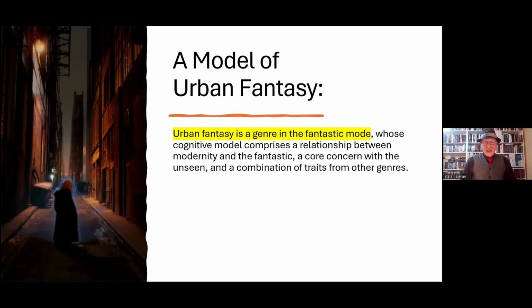Fantastic mode. The fantastic, by that I simply mean all those types of fiction that deal with something impossible. The fantastic mode would include all the various genres such as science fiction, supernatural horror, ghost stories, fairy stories, fantasy, urban fantasy, anything where there is something that goes beyond what we normally agree is possible in the world that we're familiar with, the actual world.